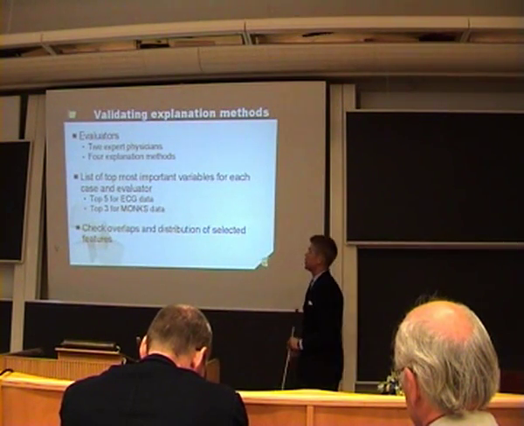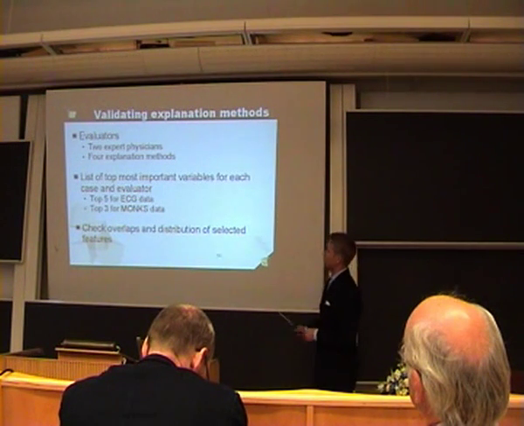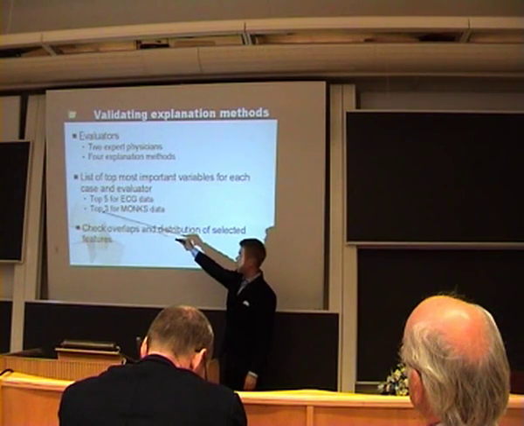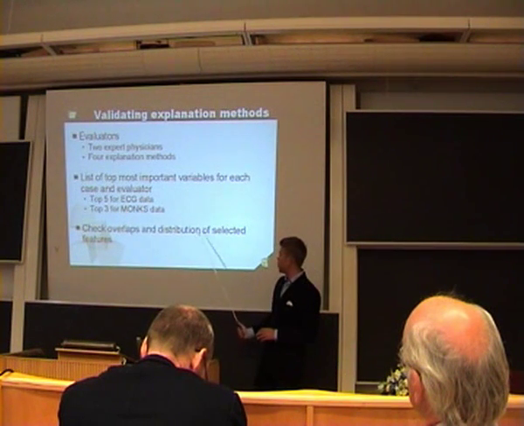So for each evaluator, which was the expert physicians or our explanation methods, we select the top 5 important features for each case for the ECG data, and the top 3 important features for the monks data. And then we check overlaps and distribution of selected features.